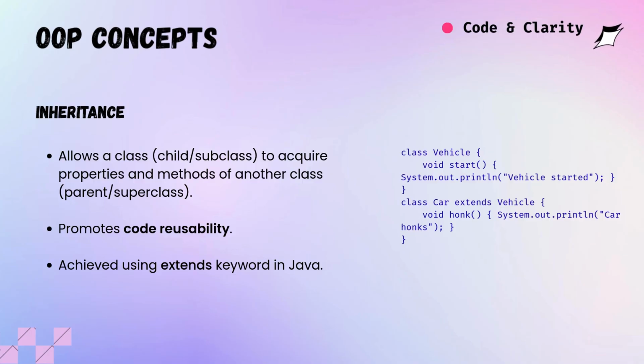The vehicle has the function start. The class car, which is basically the subclass of the parent class vehicle, has another function which is honk. So this car class has both functions, start and honk. It inherits the start function from its parent class. So this is basically the concept of inheritance.